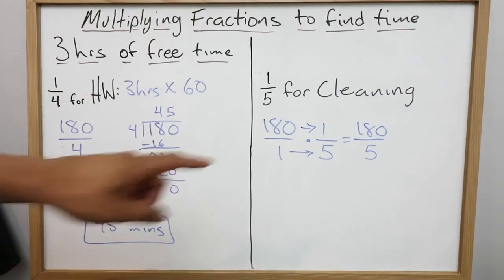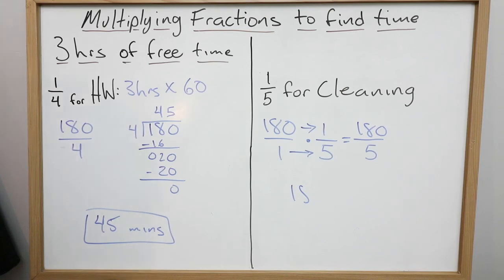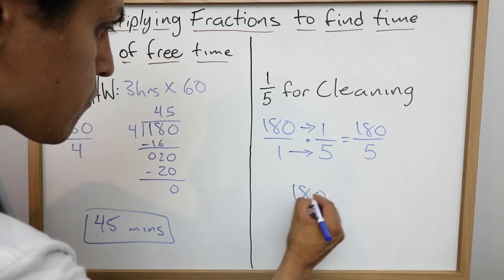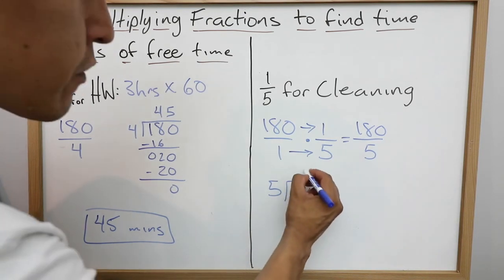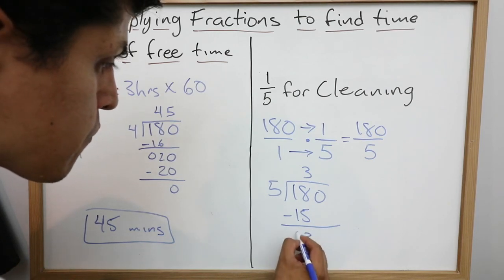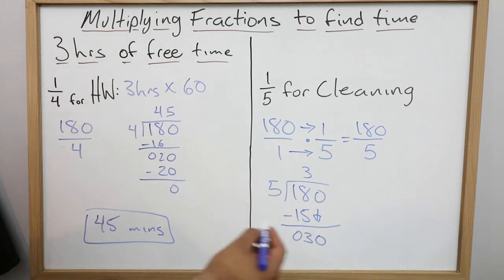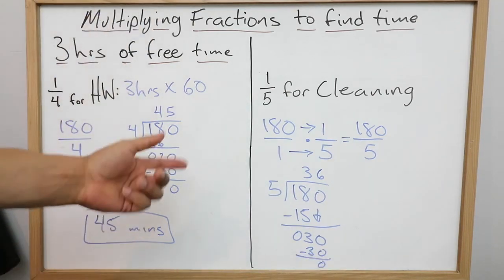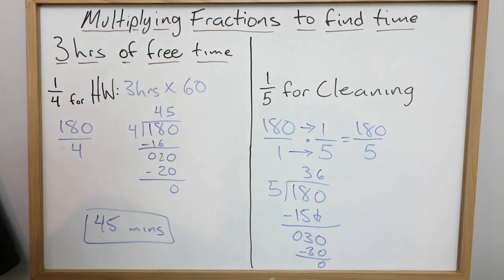Okay, so I will do my division just like I did over here. Five goes into 18 3 times. 5 goes into 30 6 times. And I have a remainder of 0. So 36 is the number of minutes I spent.